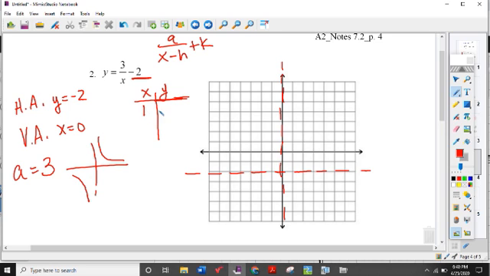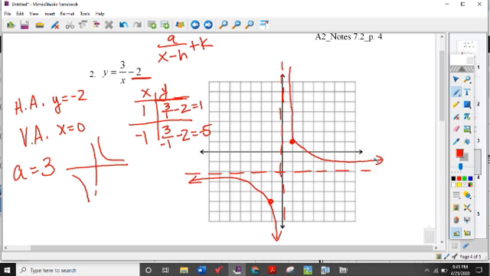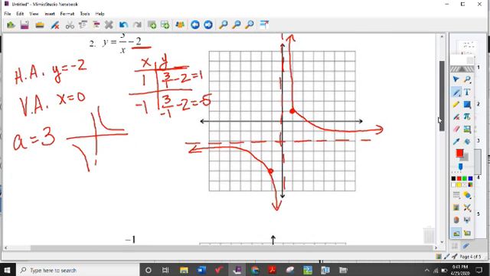So I'm going to try 1. When I plug in 1, that's 3 over 1 minus 2. 3 over 1 is 3. 3 minus 2 is 1. So I plot the point 1, 1. And then I will do negative 1. 3 over negative 1 is negative 3. Negative 3 minus 2 is negative 5. So negative 1, 1, 2, 3, 4, 5 is my other point. And again, I understand the nature of the graph. So I know it approaches the asymptotes, but it won't touch them. And you can pause the video.